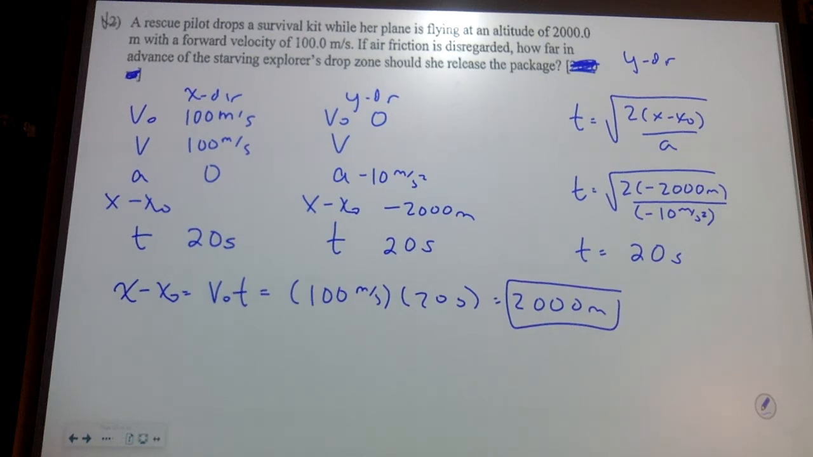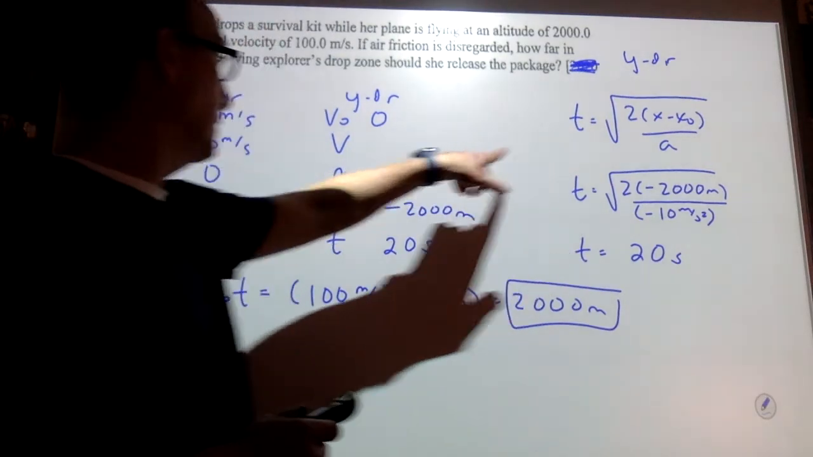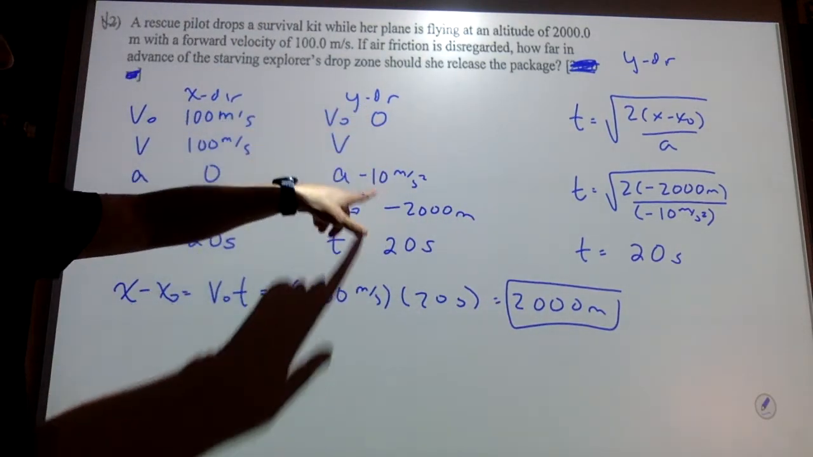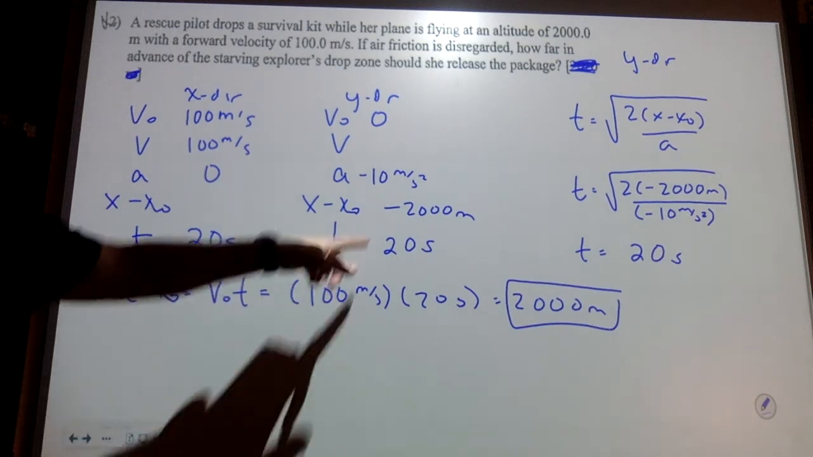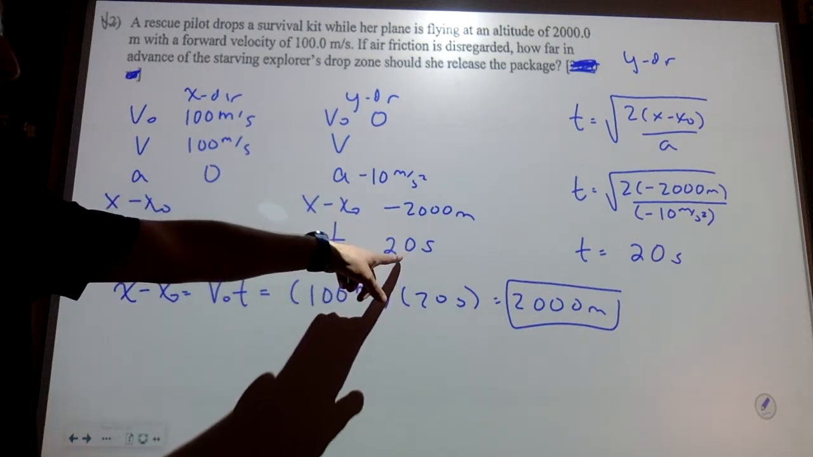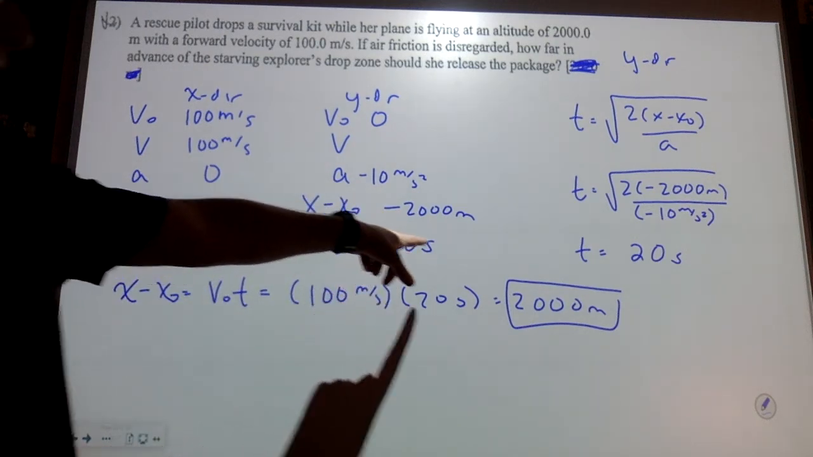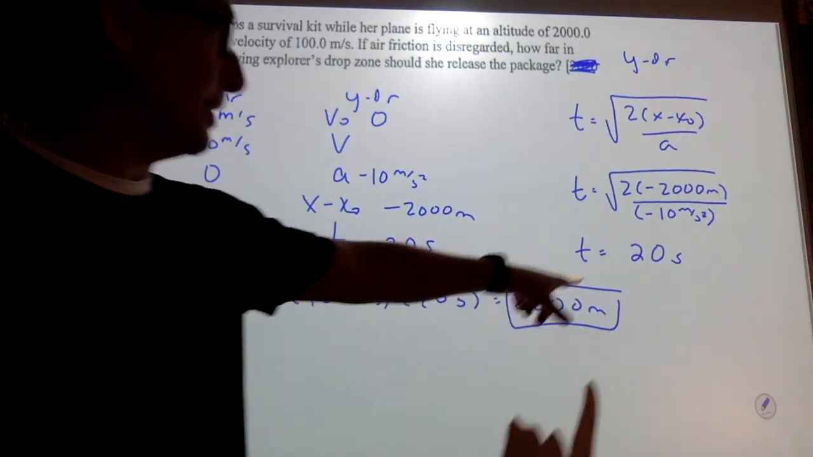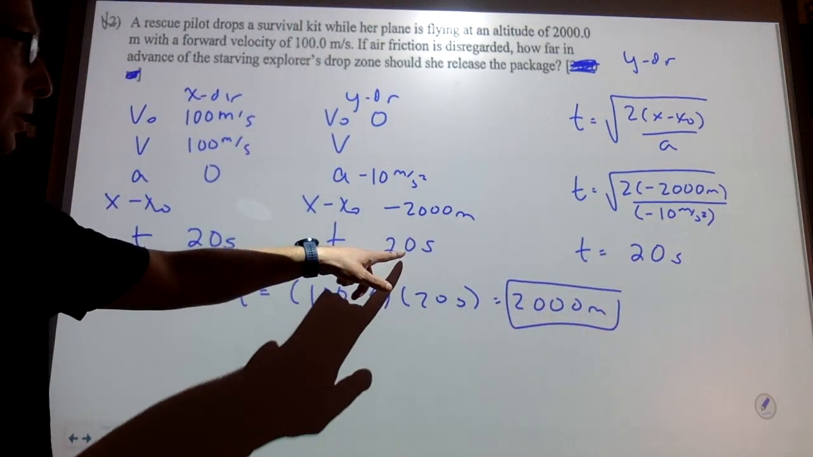All right, as you can see, this one was a little bit different. So we want to know how far ahead they'd have to drop it. So I want to know how long the package is going to be in the air. I use my y direction chart with an initial velocity of 0, an acceleration of -10, a displacement of -2,000, and a time I solved for. So I found out the package would be in the air for 20 seconds.